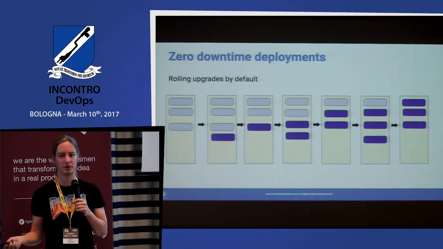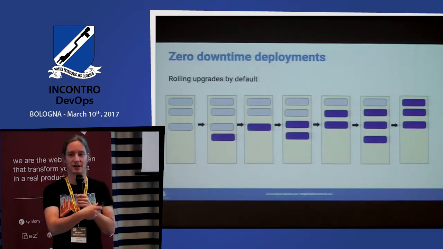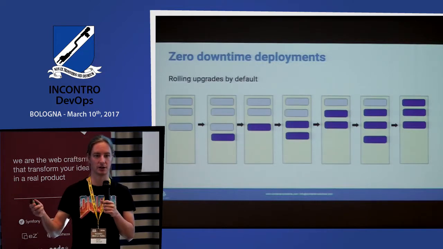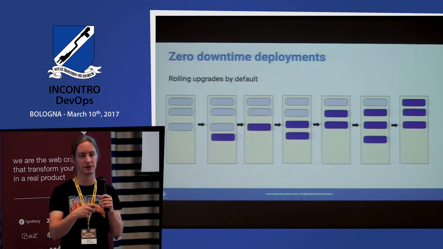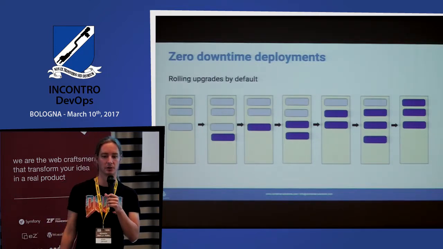Rolling upgrades aren't the perfect process. I would like blue-green deployments more, but still, you just get this without doing anything, and that's pretty nice. And then there are actually things built on top of Kubernetes that can do blue-green deployments and so on, but this is the default mechanism in Kubernetes.